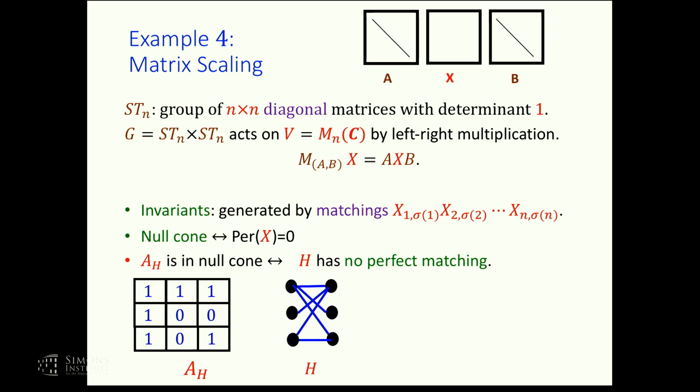Where does the determinant 1 condition come from? Doesn't matter. It's a good action to look at for this purpose, but you can get it also if you don't do determinant 1. It's sort of a choice. You have a graph. It has no perfect matching if and only if the matrix is in the null cone of this action. So perfect matching is a null cone problem.